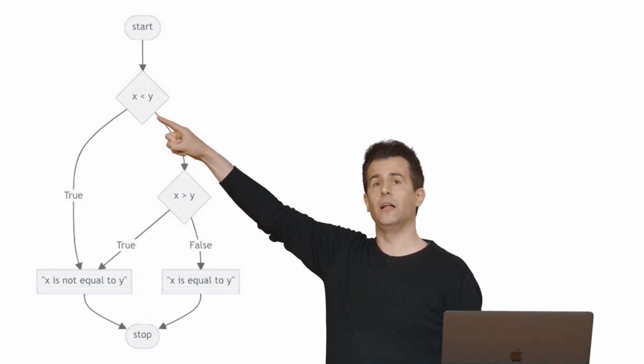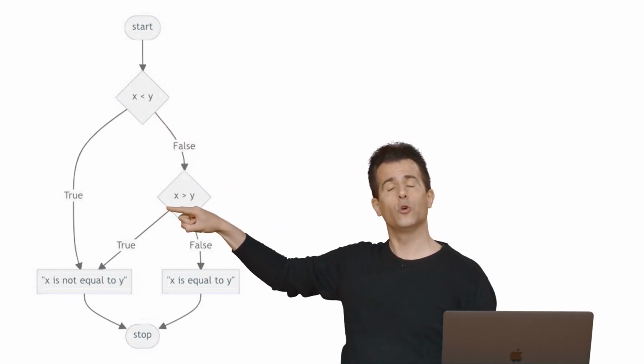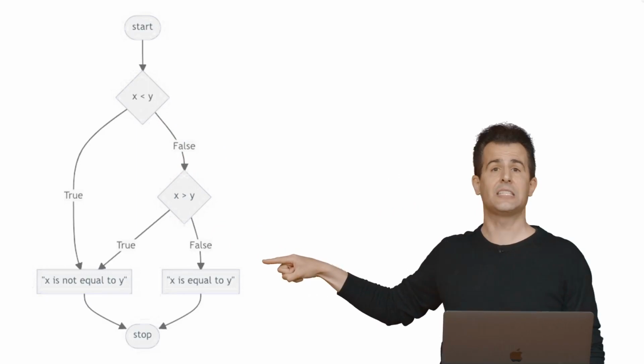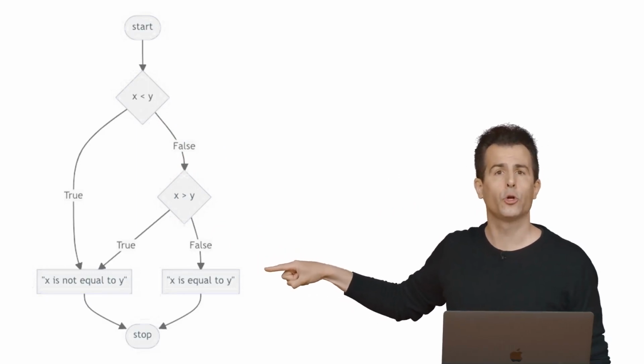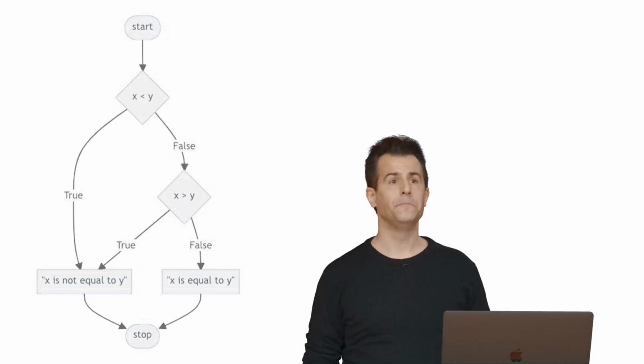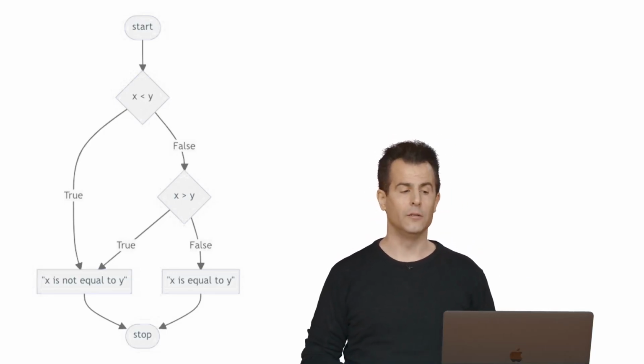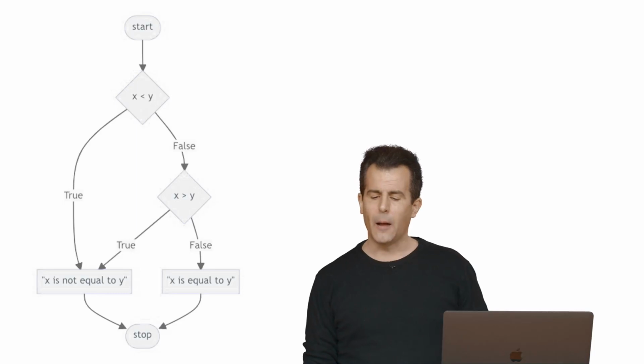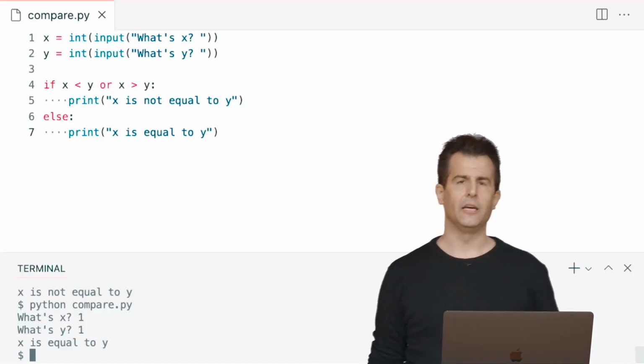If we know that x is not less than y, we know that x is not greater than y, it must be the case that x equals y. We don't need to ask a third question, another diamond. We can just immediately print as much and then say stop as well. Well, what could I do here? I bet I could improve this code slightly.